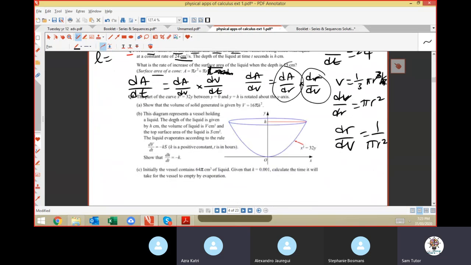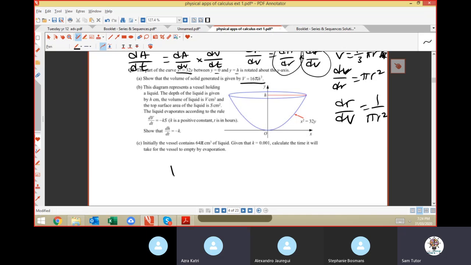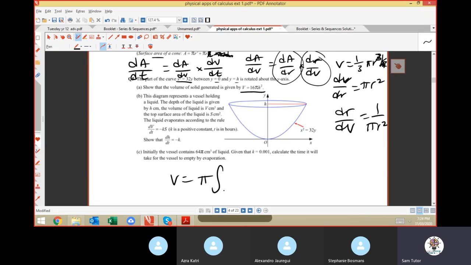5A I'm stuck on. Question 5A, this one here, the part of the curve. The part of the curve of x squared equals 32y between y equals 0 and y equals h is rotated about the y-axis. Show the volume of the solid generated is given by this. Right, because you've got to actually do integration. We haven't done volumes like that yet. Oh no, we did. Remember, volume equals pi times the integral, in this case from 0 to h, of x squared dy. Does that ring a bell?